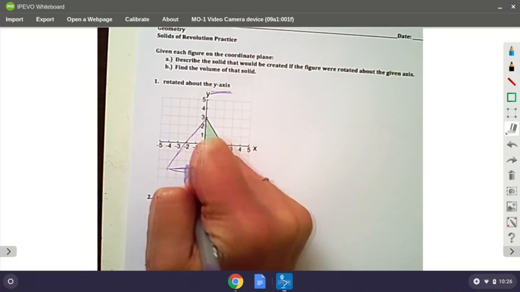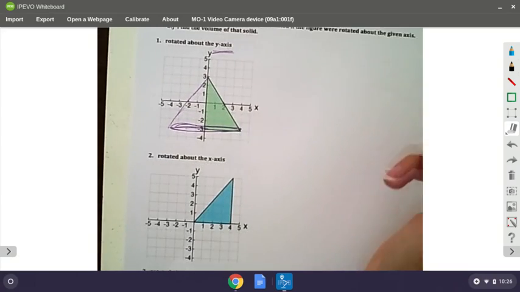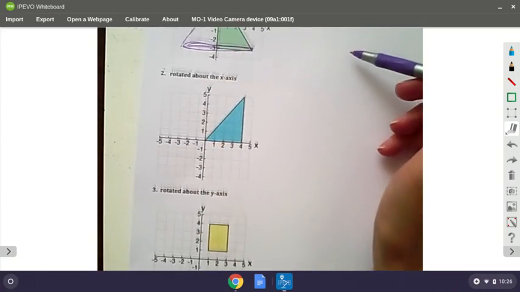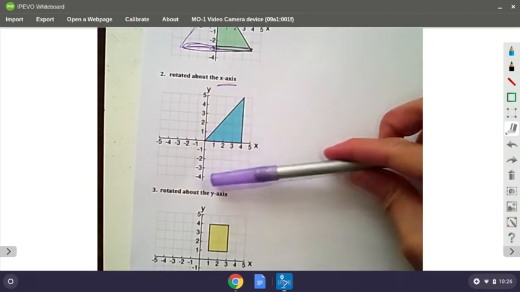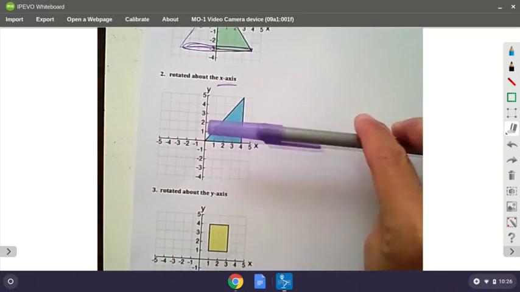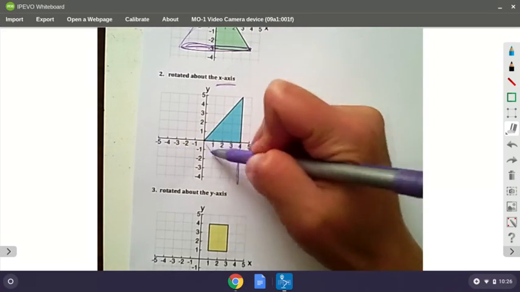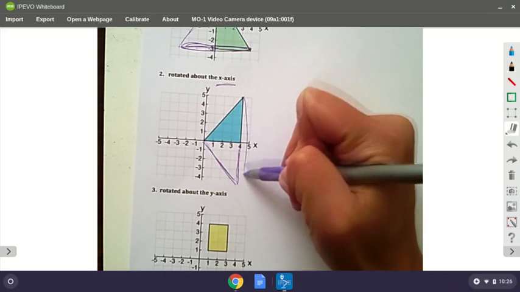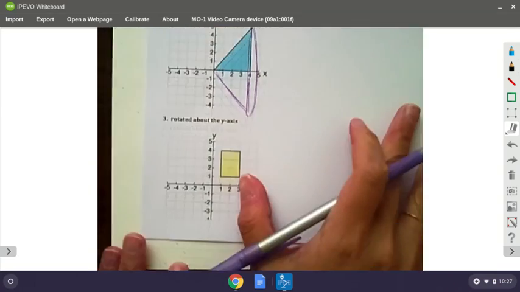And then this is a curve, right? So try to picture what that would be. See how that would be a cone. Then this one, number 2, is rotated about the x-axis. So that's like rotated down this way versus this way. So it's rotated down about the x-axis. So this one would actually also create a cone, but it's just on its side. So also a cone.